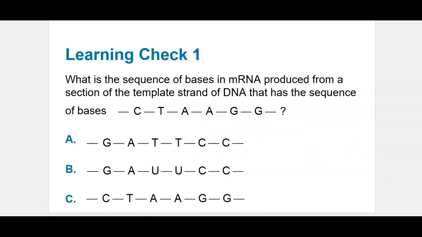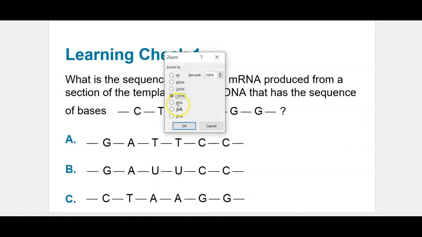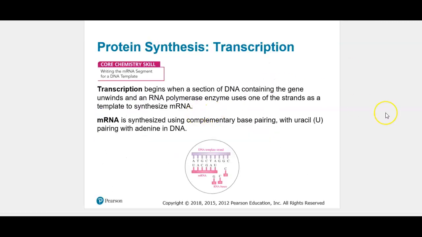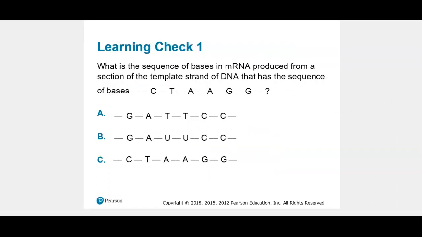Okay, now you recall the learning goal here: write the messenger RNA segment for a DNA template. They give you 3 choices here. This first sequence of bases, CTAAGG, is DNA. This is a DNA template. So what's the sequence of bases going to be in the messenger RNA that's being synthesized?